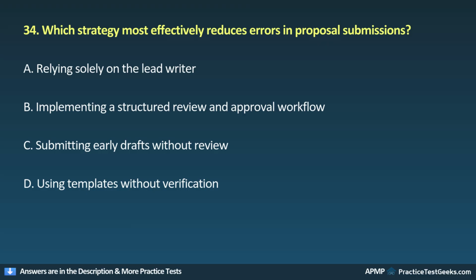34. Which strategy most effectively reduces errors in proposal submissions? A. Relying solely on the lead writer. B. Implementing a structured review and approval workflow. C. Submitting early drafts without review. D. Using templates without verification.